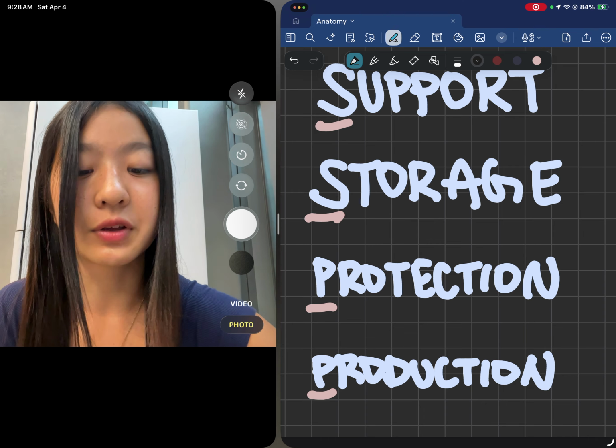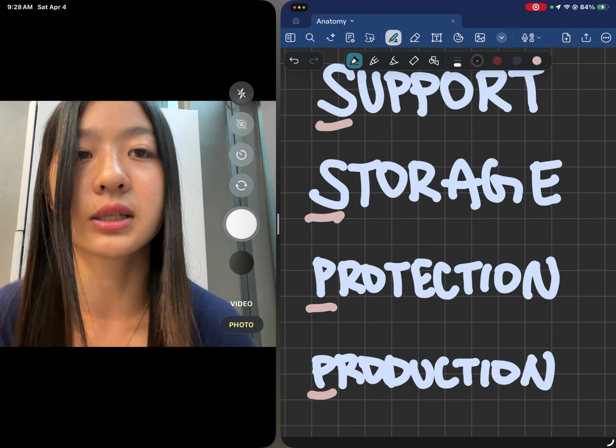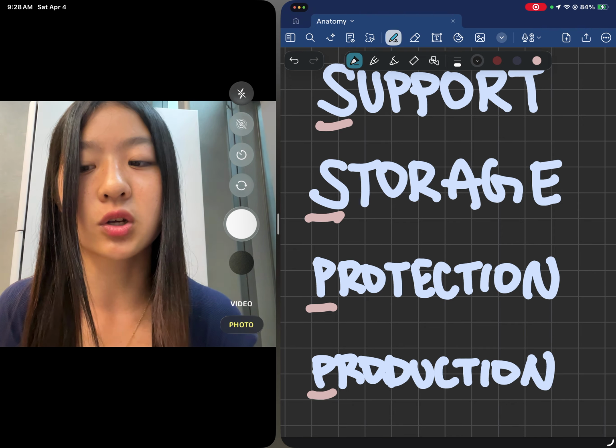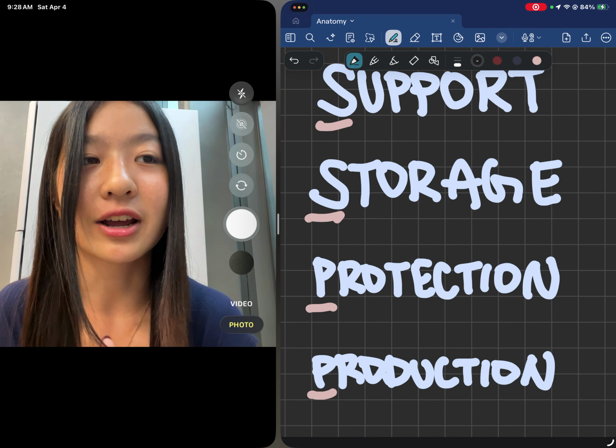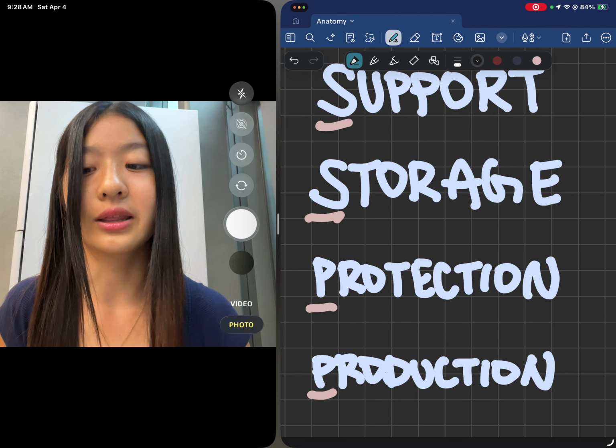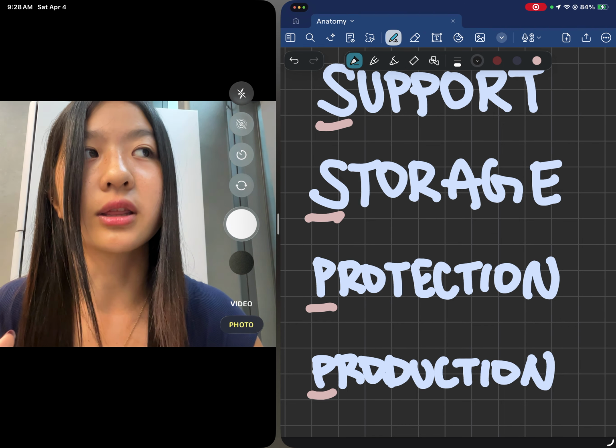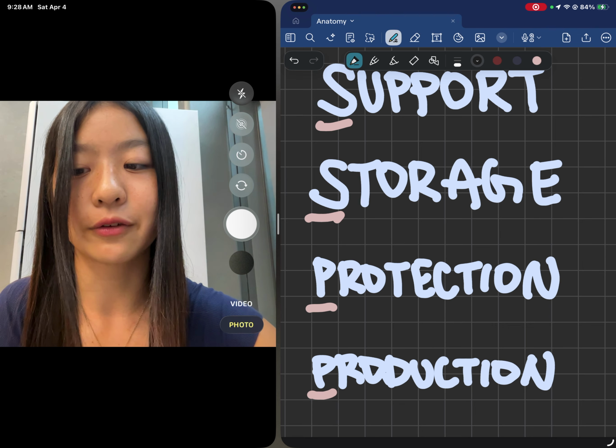And then the last one I have here is production. What I mean by production is the production of blood cells, because certain bones, as we'll see later, contain red and white blood cell producing bone marrow, and that actually gives your body the amount of blood cells you need to survive.